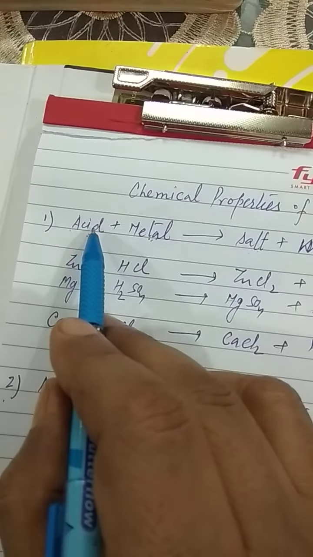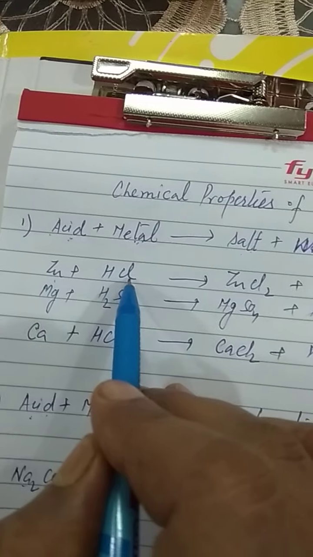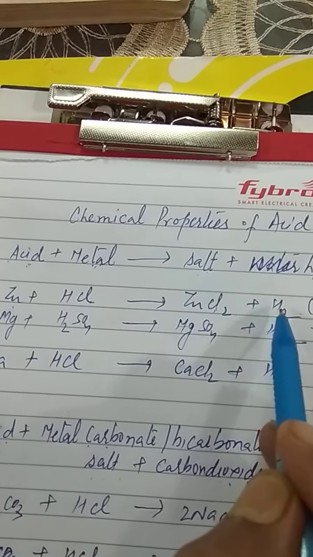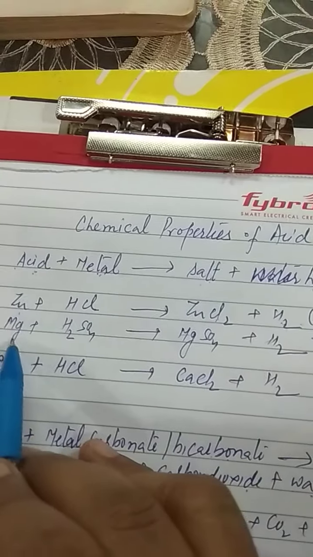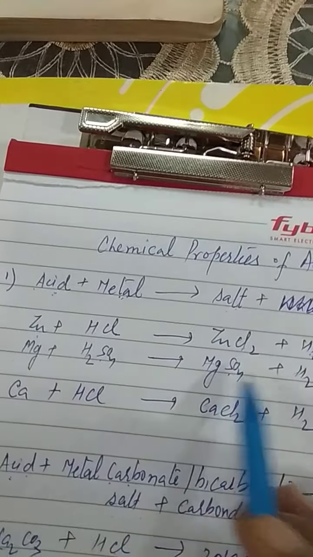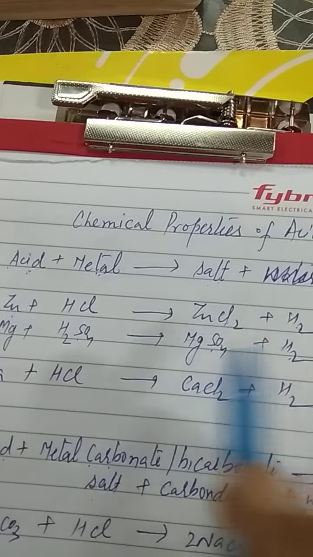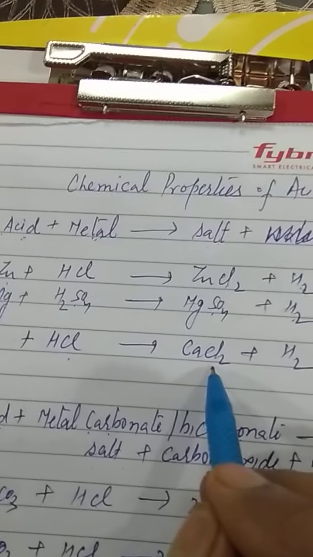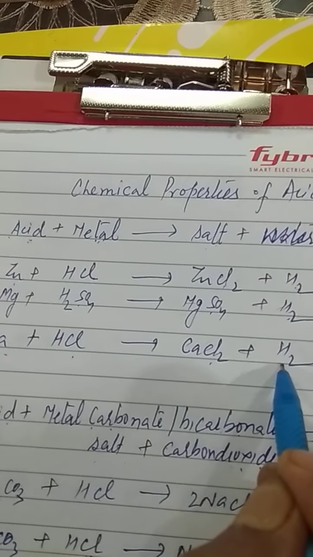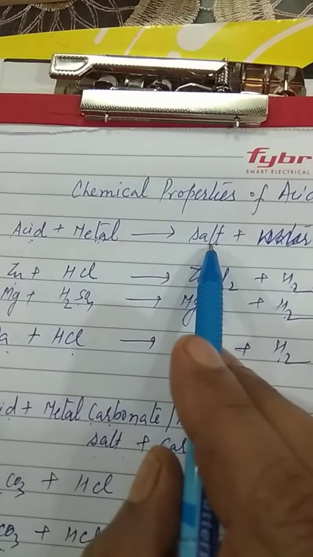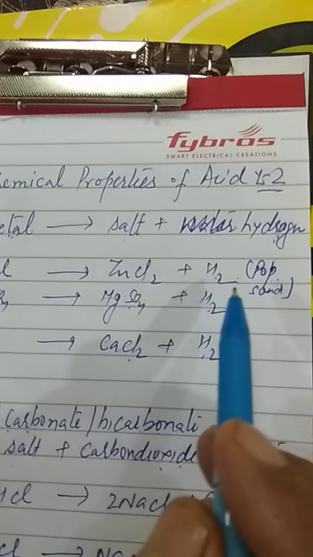For example, zinc reacts with hydrochloric acid to form zinc chloride and hydrogen gas. Magnesium reacts with sulfuric acid to form magnesium sulfate and produce hydrogen gas. Calcium reacts with hydrochloric acid to form calcium chloride and produce hydrogen gas. So you can see that each time it forms salt and hydrogen gas.